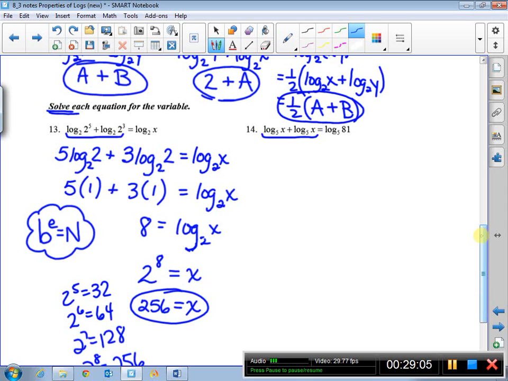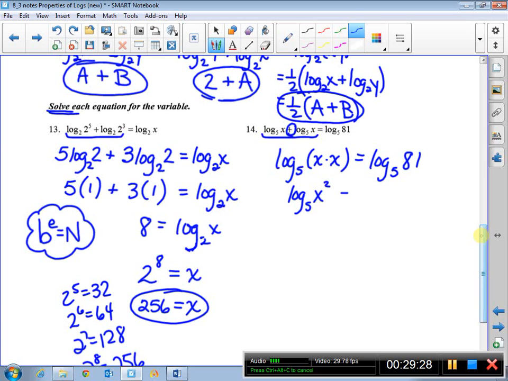Number 14. Let's see, adding these logs, I will then take their parts, x, and multiply by x, because the logs are added. So I have log base 5 of x squared equals log base 5 of 81. Well, that's good, because that means whatever that x squared is, it's the same as 81. Perfect. So, what's my answer?